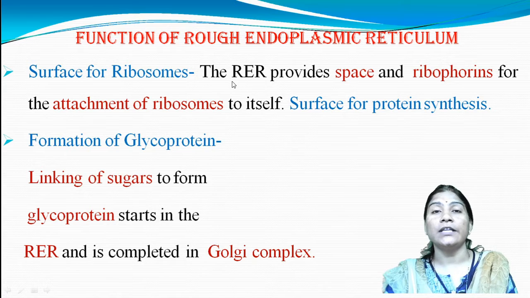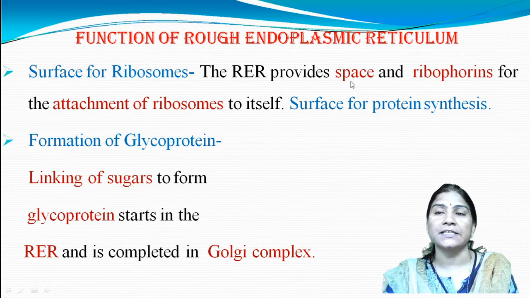Due to these ribosomes, the rough endoplasmic reticulum always provides the space and the ribophorins for the attachment of the ribosomes to itself. We know that ribophorins are the glycoproteins which provide the attachment of the ribosomes.